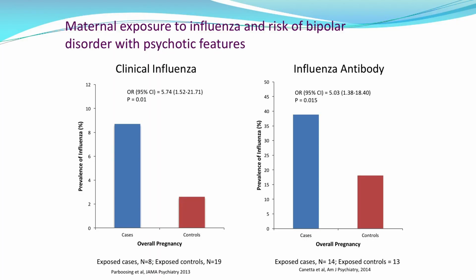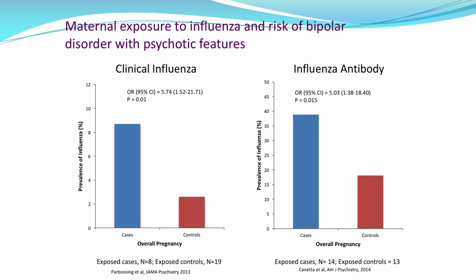So it led us to then pursue a study on bipolar disorder, and we looked at the same risk factor, which is maternal influenza. We first looked at clinically diagnosed influenza using the Kaiser records, and we found a nearly 6-fold increase in the risk of bipolar disorder with exposure to influenza in pregnancy.